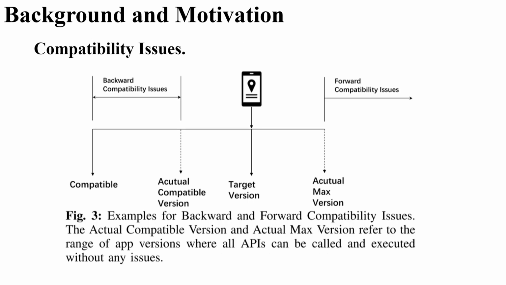Before diving into our approach, let's first understand the reasons behind API compatibility issues. These issues are primarily of 2 types: backward and forward compatibility issues. Figure 3 clearly clarifies the principle behind these issues. In simple terms, a backward compatibility issue arises when an app runs on a system API version lower than its actual compatible version. Conversely, a forward compatibility issue occurs when an app operates on a system API version higher than the version it's truly compatible with.